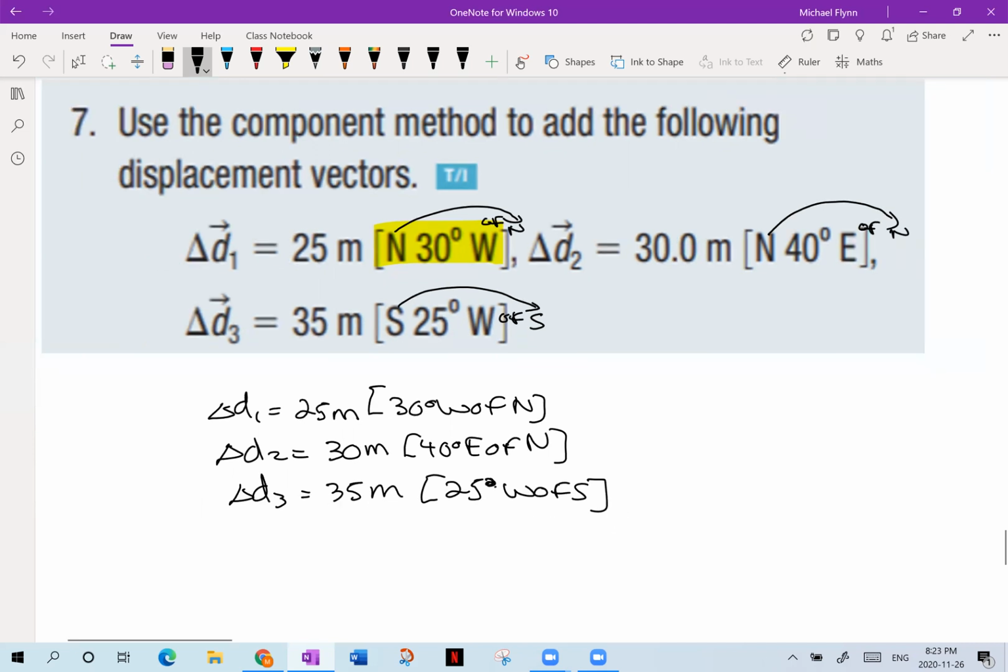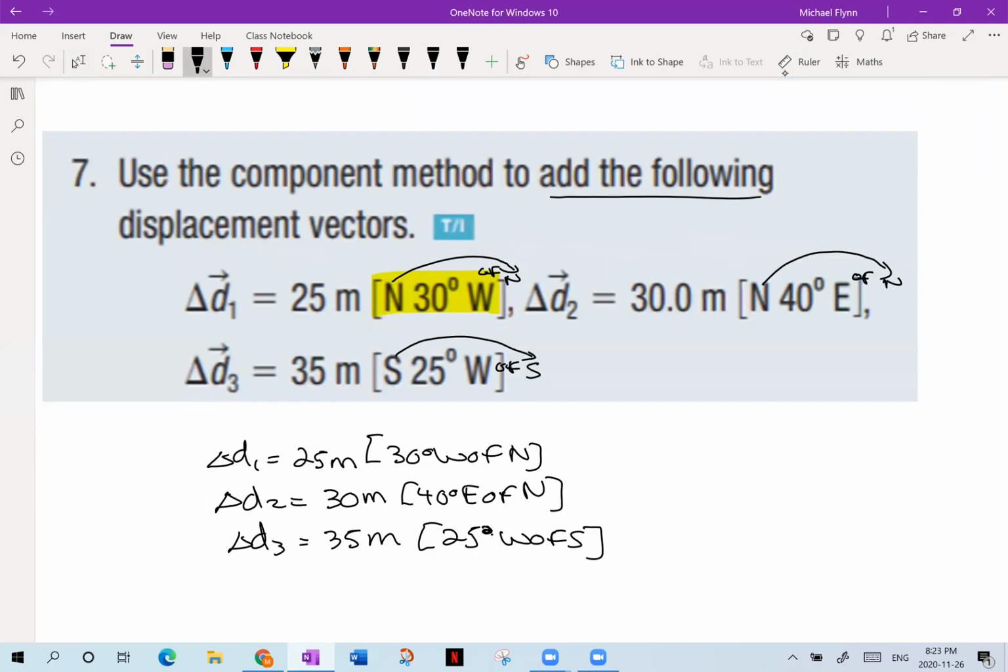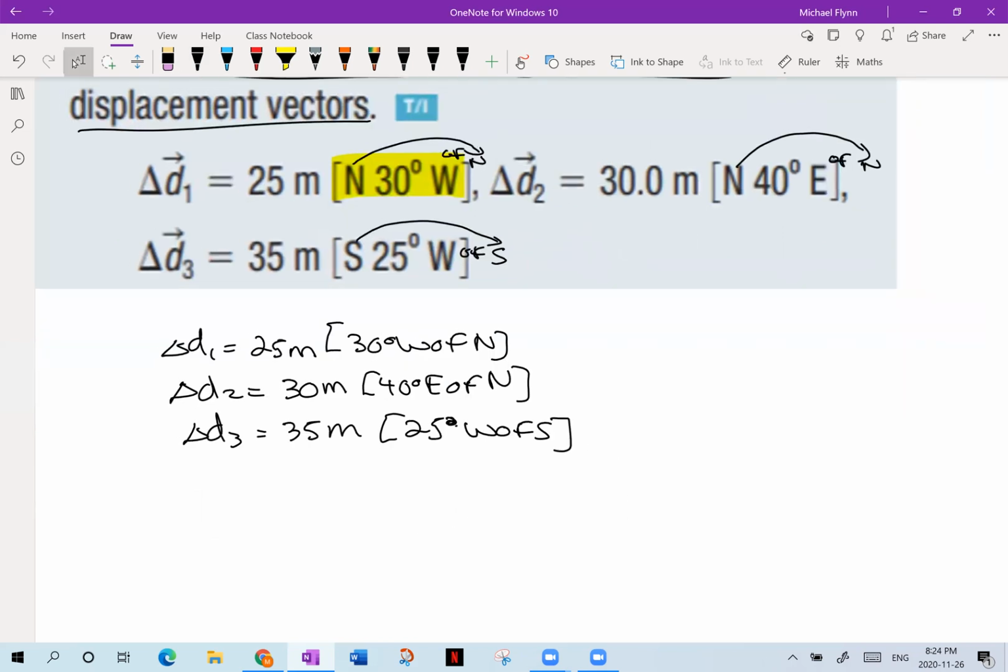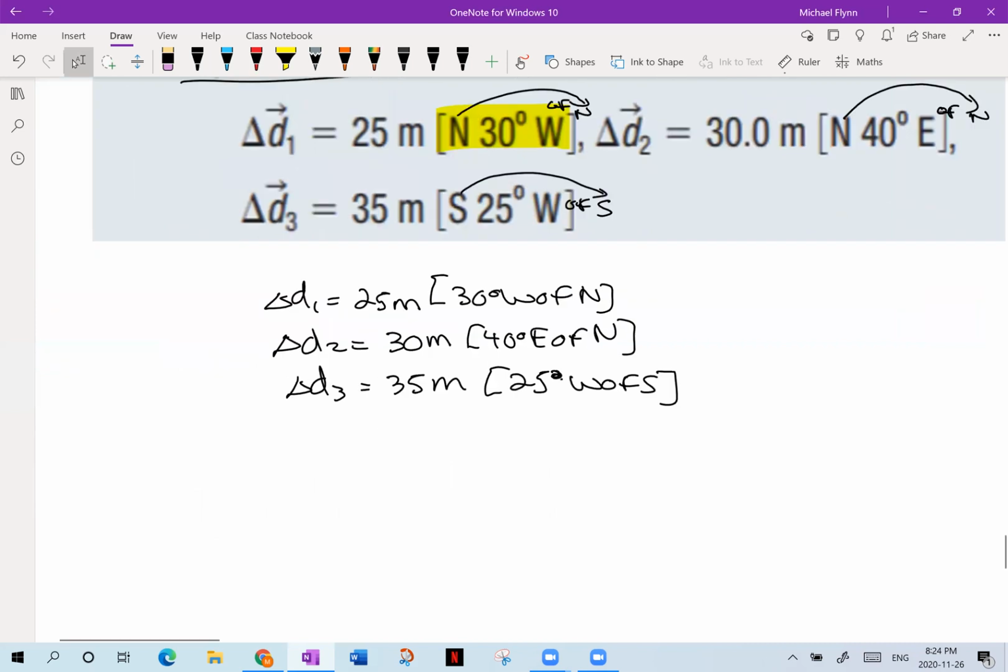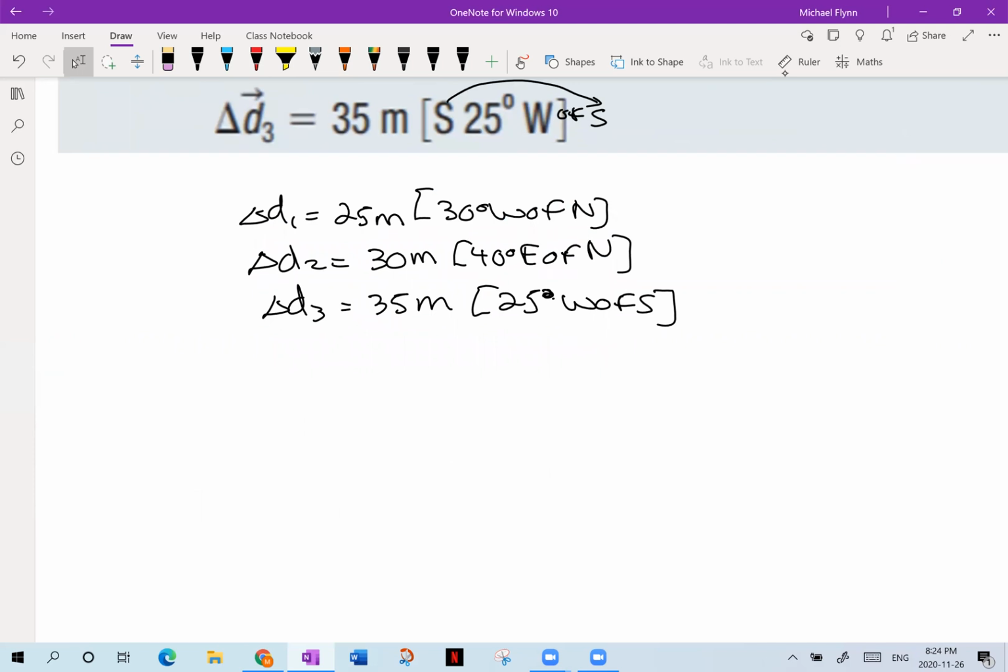Now, what they're asking us for is to add the following displacement vectors and use the component method to do it. So that's what we're going to do. We're going to use this method. Okay, so here's a little summary of how to do that. Step one, you make a table.